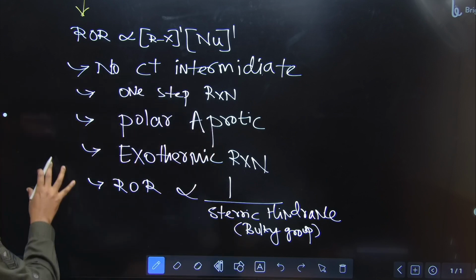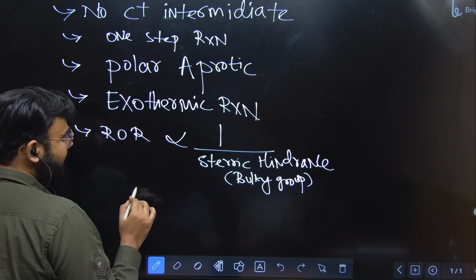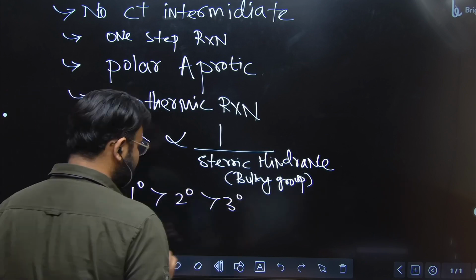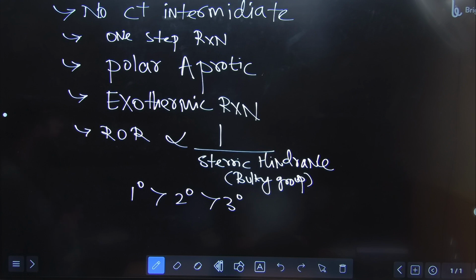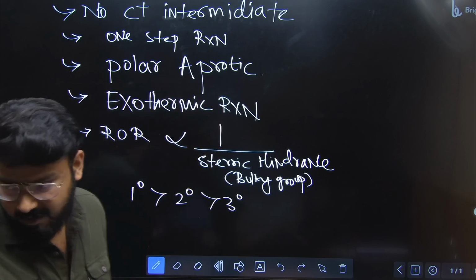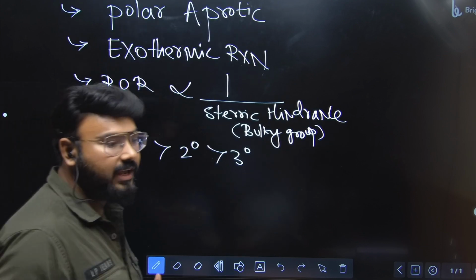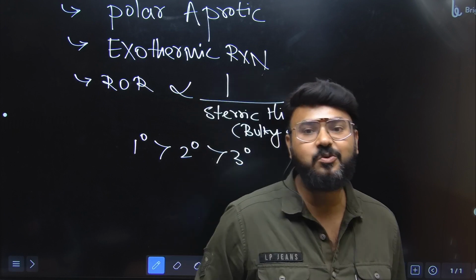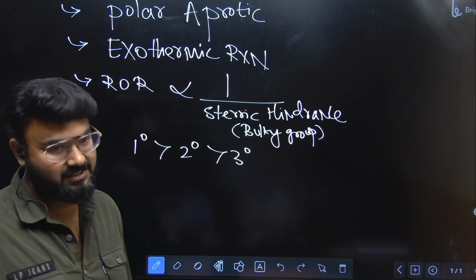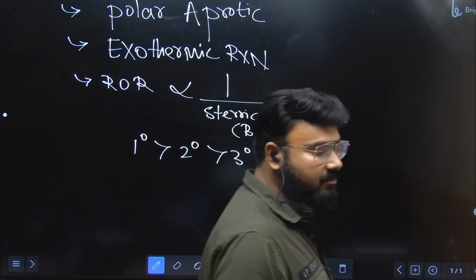So what will be the order of reaction then? The rate of reaction is 1 degree the fastest, then 2 degree and then 3 degree. This is the order. 1 degree will be the fastest, because 1 degree is the simplest, right? The smaller it is, the faster it will be. So it is not wrong to say methyl alcohol will be the fastest to give SN2 reaction. Okay, is everyone understood about the SN2 introduction?